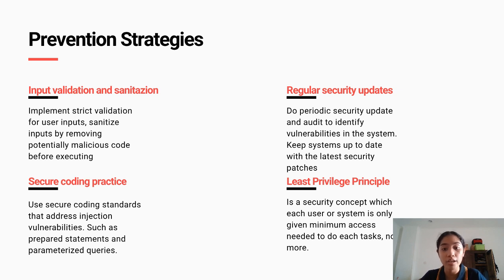And then regular security updates, to do security updates and audits regularly to identify vulnerabilities in the system and keep the system up to date with the latest security patches. And the last one is the least privilege principle, which is giving a user or system strict access, the minimum access needed to do each task and no more.